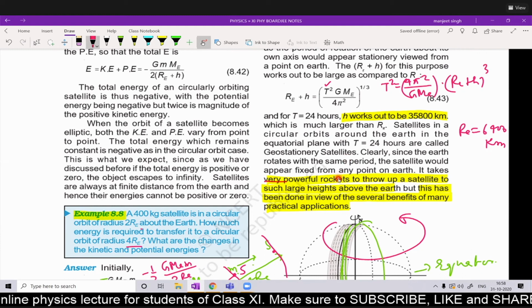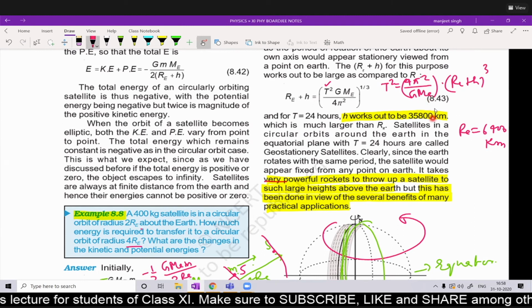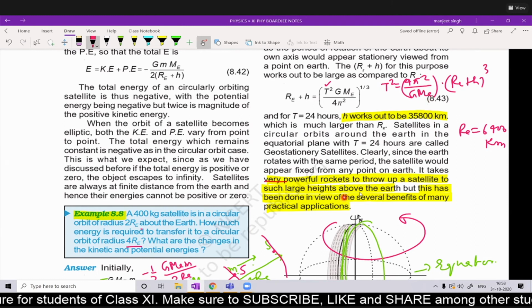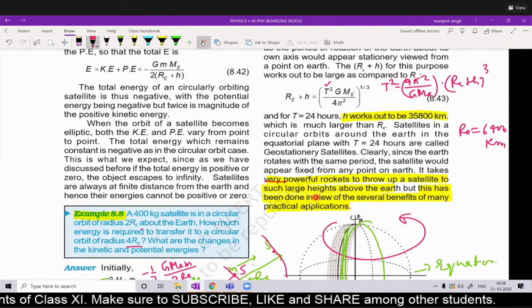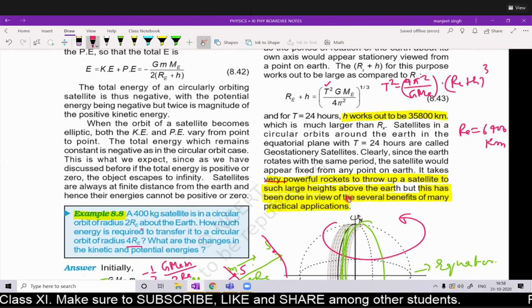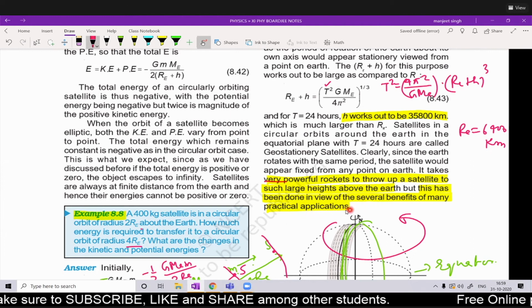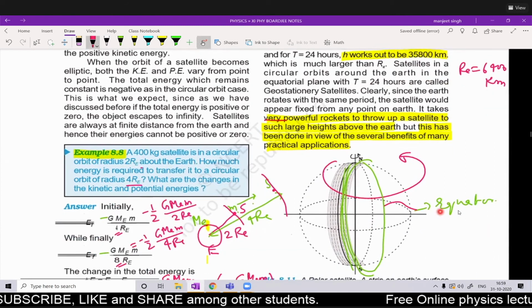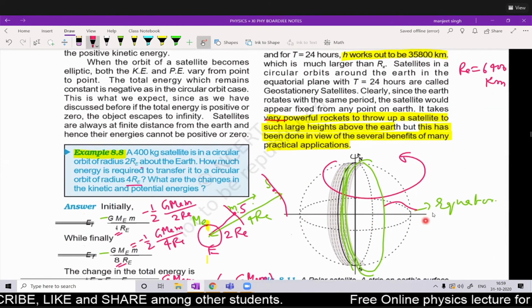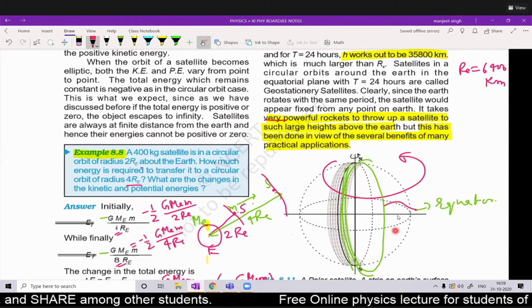Now to throw the rocket to such great heights, a large power is needed by the rockets. Very powerful rockets are needed to throw up a satellite to such large heights above the surface of Earth. But the benefits are so many and practical applications are so many, so this cost is borne by the government. This is the equator, so this revolves like this. What is a polar satellite?